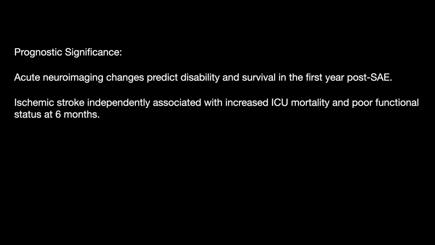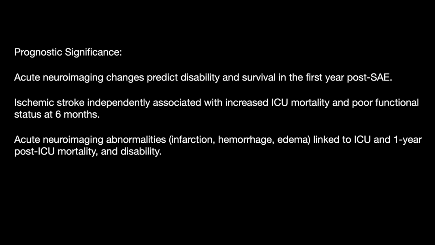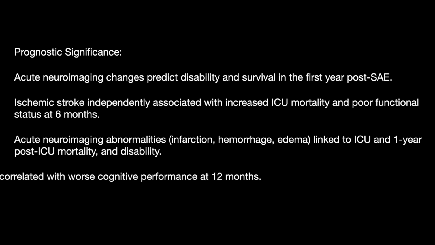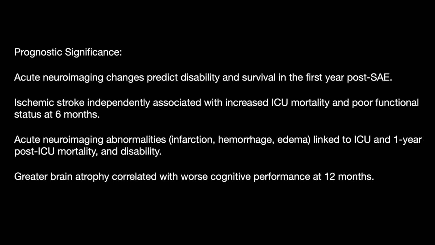So the prognostic significance: acute neuroimaging changes the prediction for disability and survival in the first year post SAE. Ischemic stroke is independently associated with increased ICU mortality and poor functional outcome. Acute neuroimaging abnormalities are linked to ICU and 1 year post ICU mortality and disability. Greater brain atrophy correlates with worse cognitive performance at 12 months. PRES presence is not associated with worse outcomes.